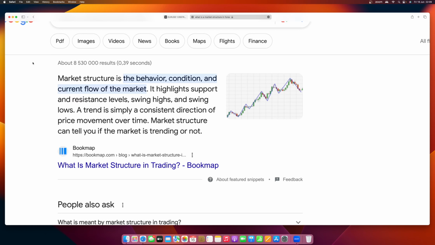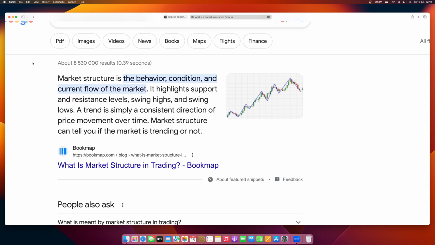So if you open up your trading charts, if you go to Trading View and you click on the super chart, and then it brings you to the currency, like you open the super chart and then you find out that you are on Euro USD chart. Now, if you are trying to tell what the market is doing by just looking at the chart and see that it's going up, that is market structure already. So you are trying to understand the behavior, the condition, and the current flow of the market.